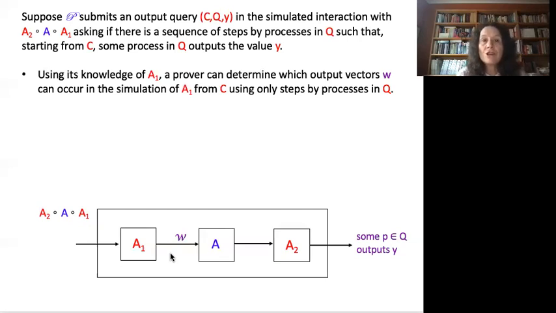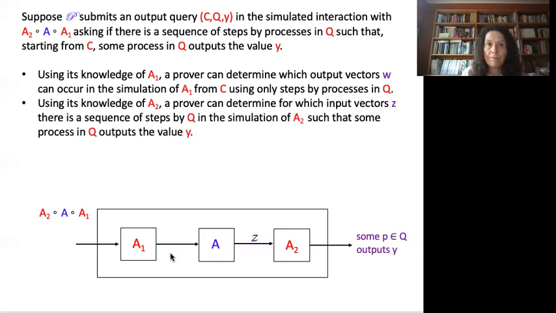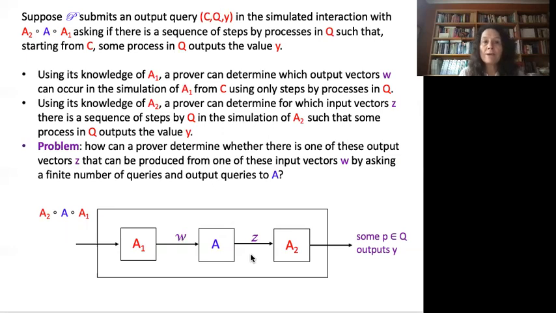As before, using its knowledge of A1, the prover can determine which output vectors W can occur in the simulation of A1 from C, using only steps by processes in Q. Using its knowledge of A2, again, it can determine for which input vector Z there's a sequence of steps by processes in Q in the simulation of A2, such that some process in Q outputs the value Y. The problem is, how can a prover determine whether there is one of these output vectors Z that can be produced from one of these input vectors W by asking a finite number of queries and output queries to A?